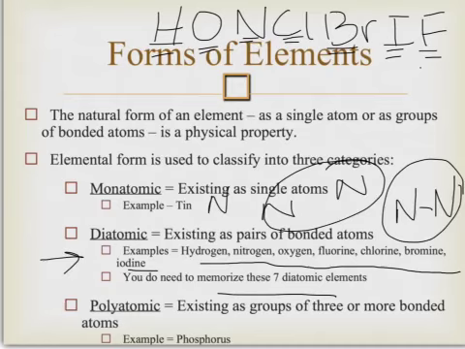Then you have a classification called polyatomic, and these elements like to be in groups of 3 or more. So there aren't many of them. The example you need to know is phosphorus.